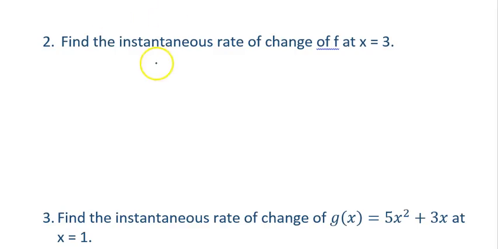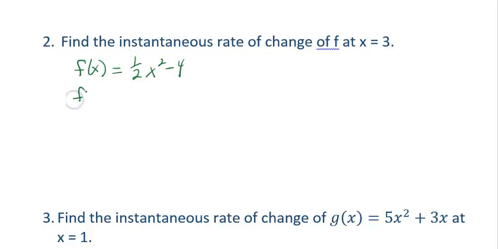For number 2, I'm going to use that same exact function, and I'm going to find the instantaneous rate of change of f at 3. And so the instantaneous rate of change is the derivative. So again, if we need to look at that f, it was 1/2 x squared minus 4.